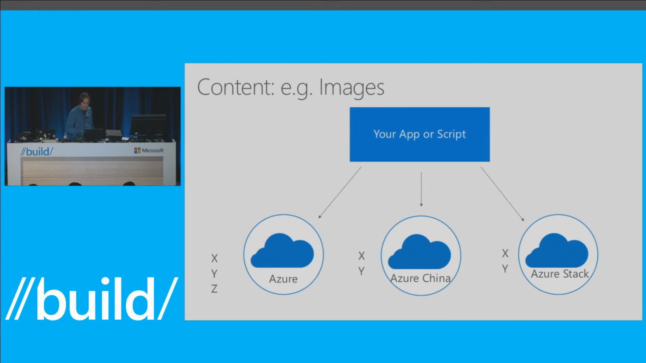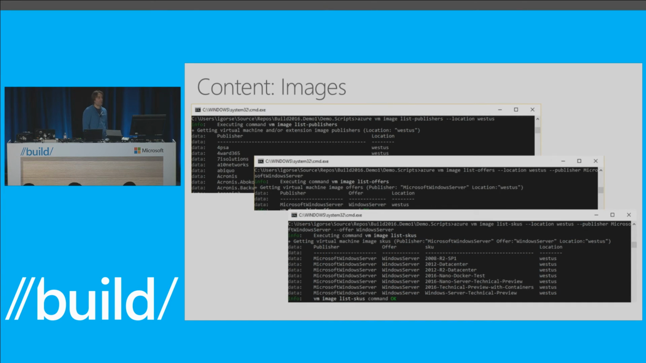Another important point is images. Not all clouds will have the same images, virtual machine images. Some vendors may not choose to put them in certain national clouds, and Azure Stack hosters or enterprises may choose not to have all of the possible images that we have in Azure. So again, we have a way that you can discover this information and automate against deployment, right?